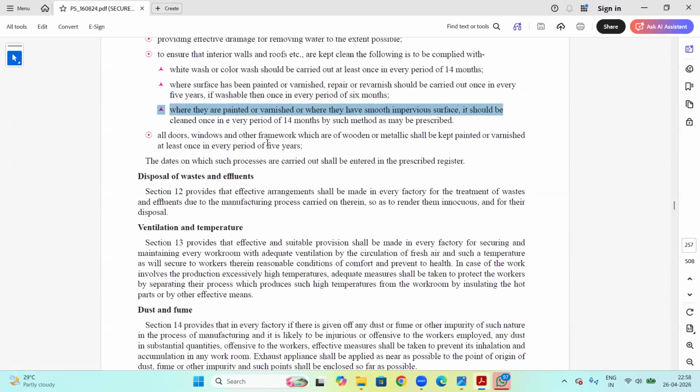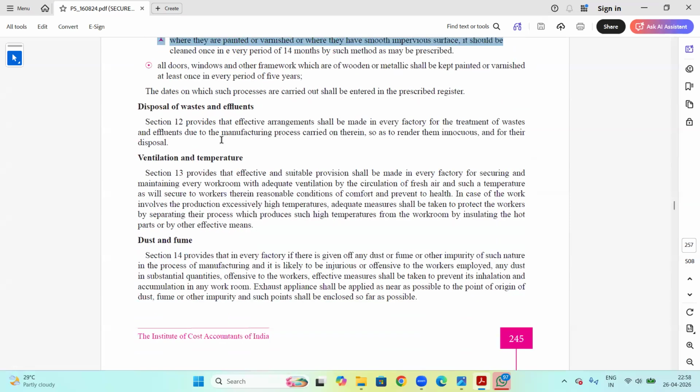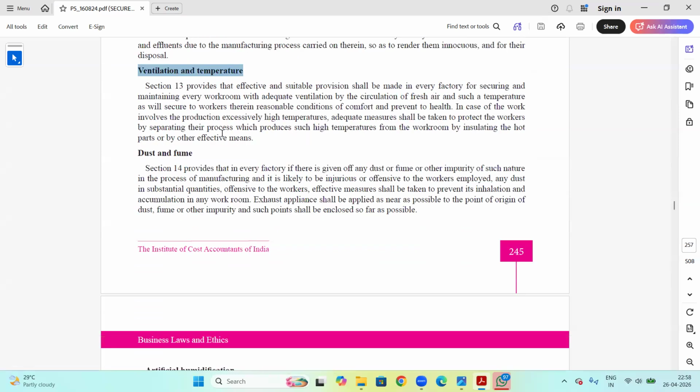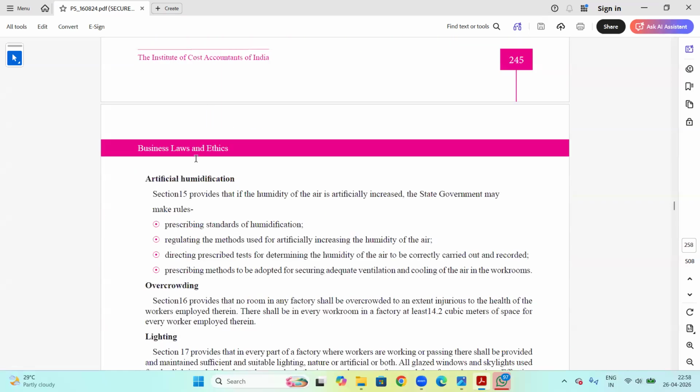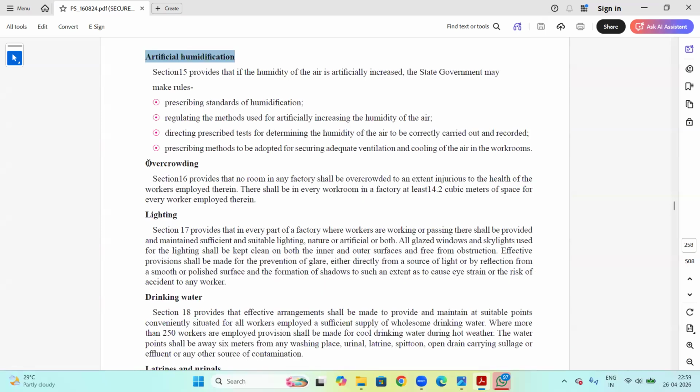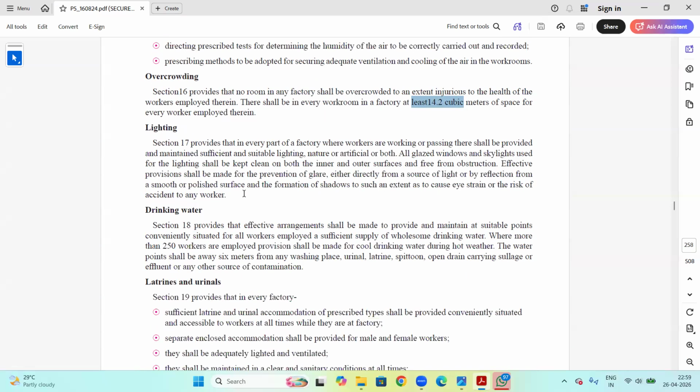Likewise, you can take note of the important points in each of these topics. There should be proper facility for waste and effluents, ventilation and temperature, dust and fume, and artificial humidification. For every individual working, there should be a space of 14.2 cubic meter.